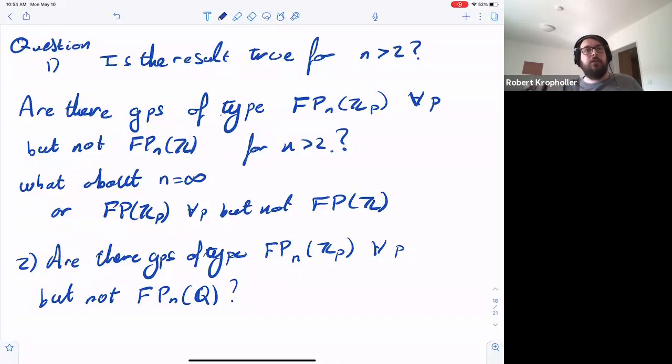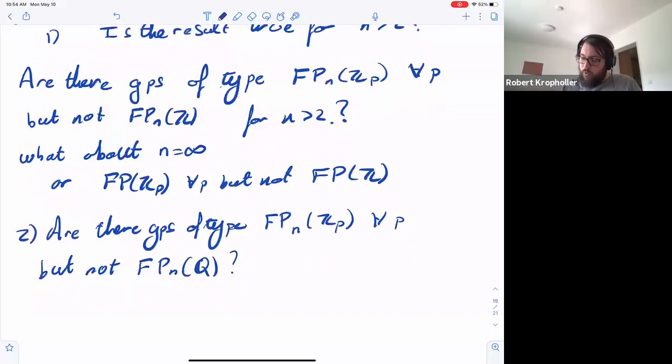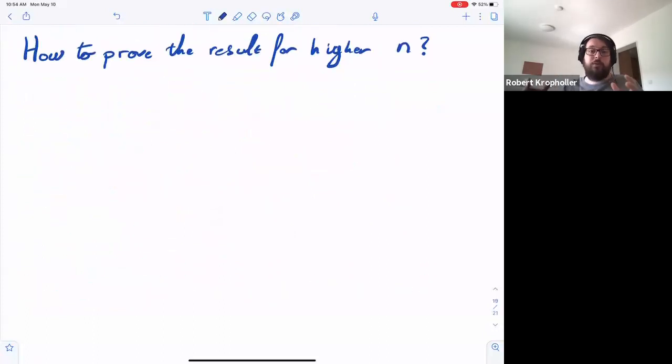Before I finish, I want to say how you would prove this result for higher n. I can tell you exactly the ingredients you need. Perhaps somebody in this room knows where these exist and can point them out, or perhaps this is something that somebody might like to think about. So what do you need to prove the result for higher n? What you need is a flag complex.